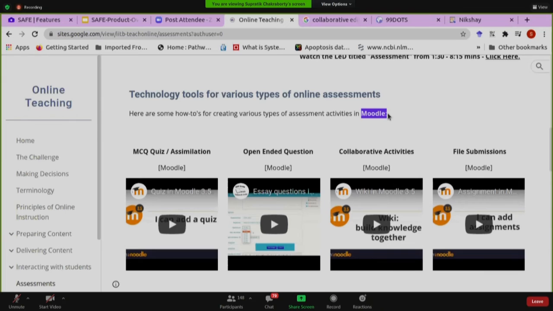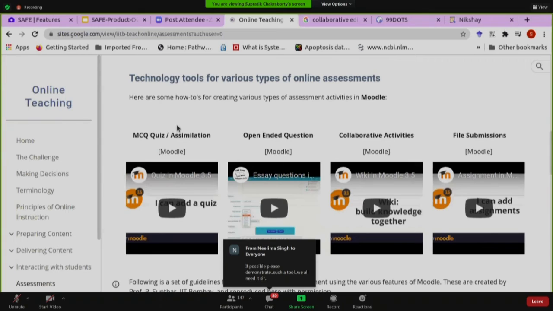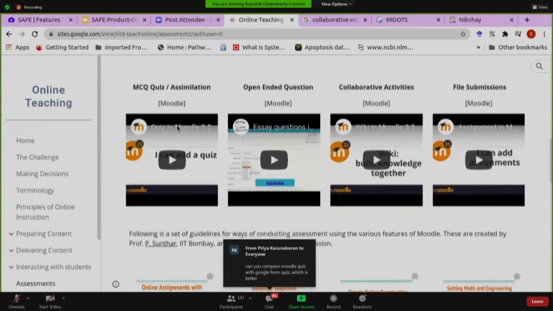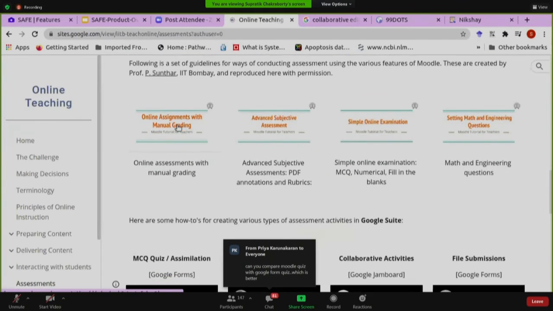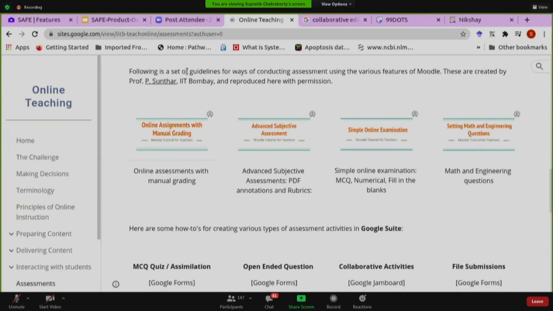So not only does it provide a learning management system, it provides discussion forums, it provides ways to host your videos, it provides ways to host other kinds of media, and in addition, it provides a very rich set of assessment mechanisms. So just to give you an example, and once again, I'm not sure how much of this we'll be able to go through individually. There are videos available here, and there are also slides available here, which are guidelines for ways of conducting assessment using the various features of Moodle.